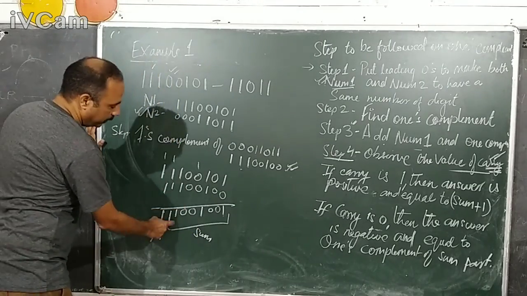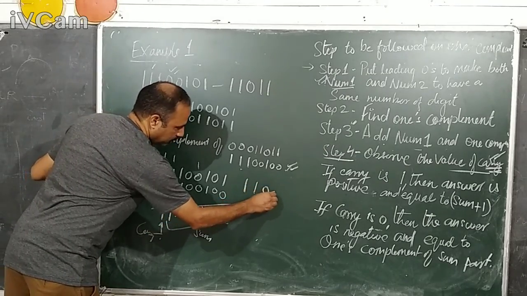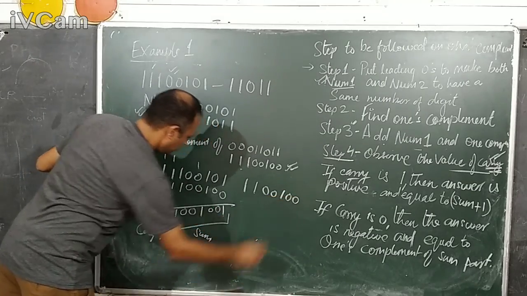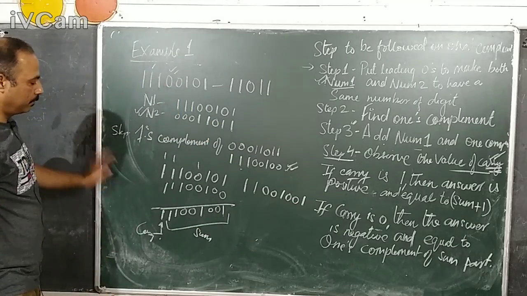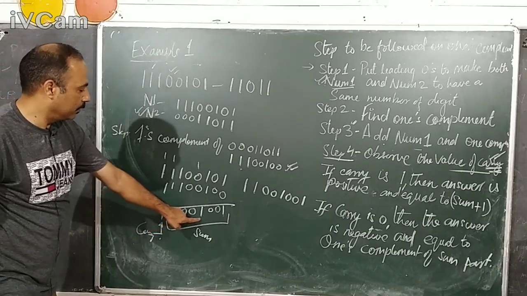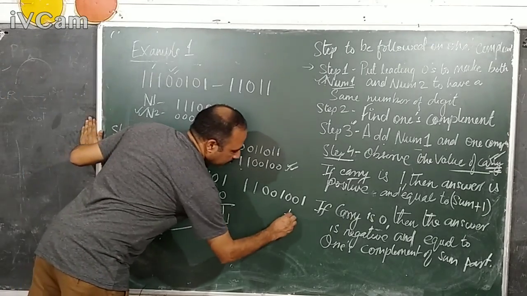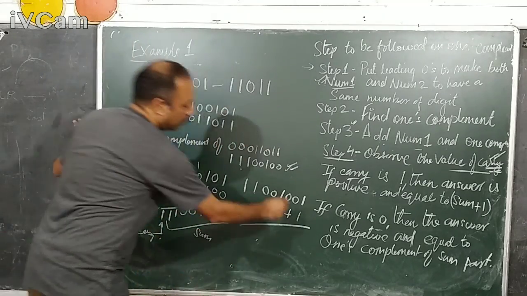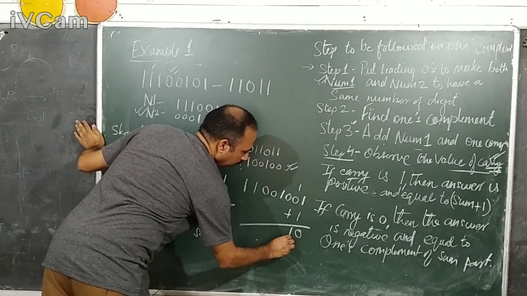Now the answer will be this: 1, 1, 0, 0, 1, 0, 0, 1. So we are just leaving this carry. 1, 1, 0, 0, 1, 0, 0, 1 plus 1. So carry needs to be added. So 1 plus 1 is 10. 1 is carry over. 1 plus 0 is 1.